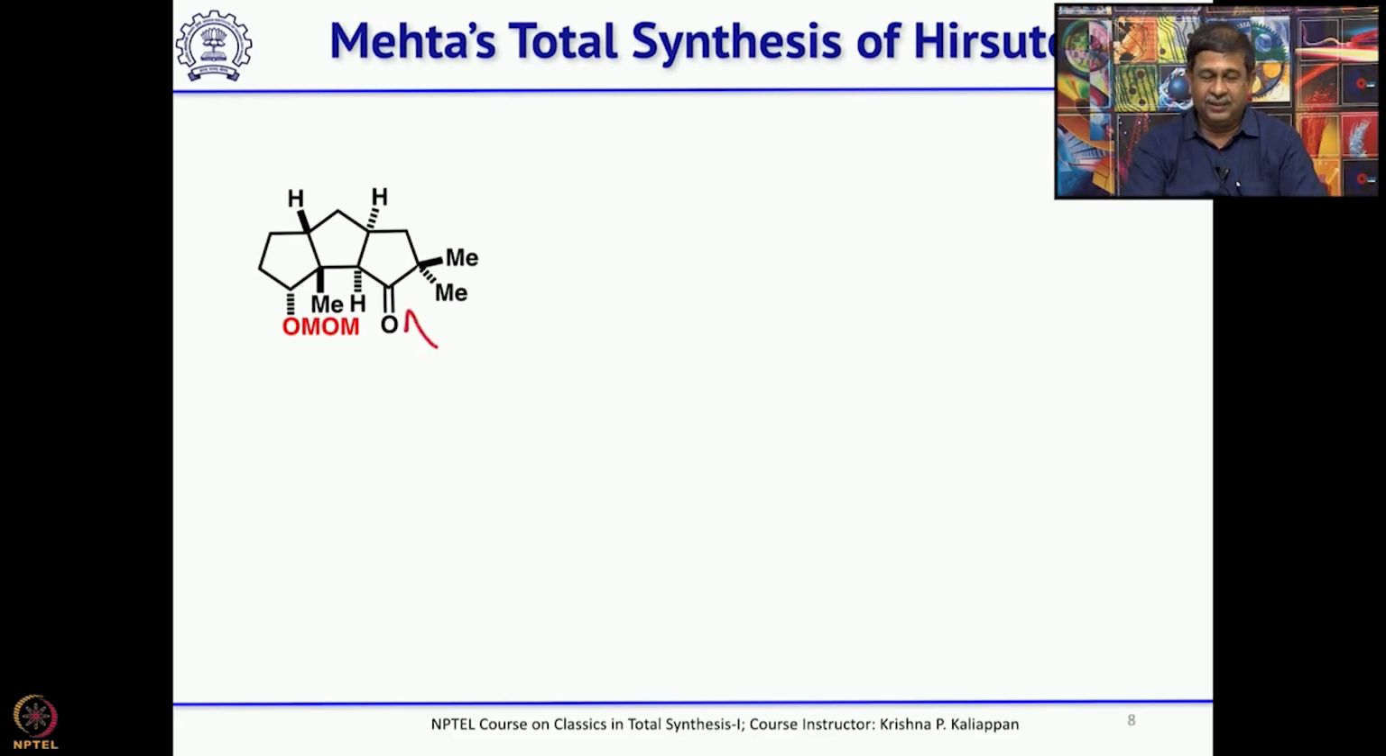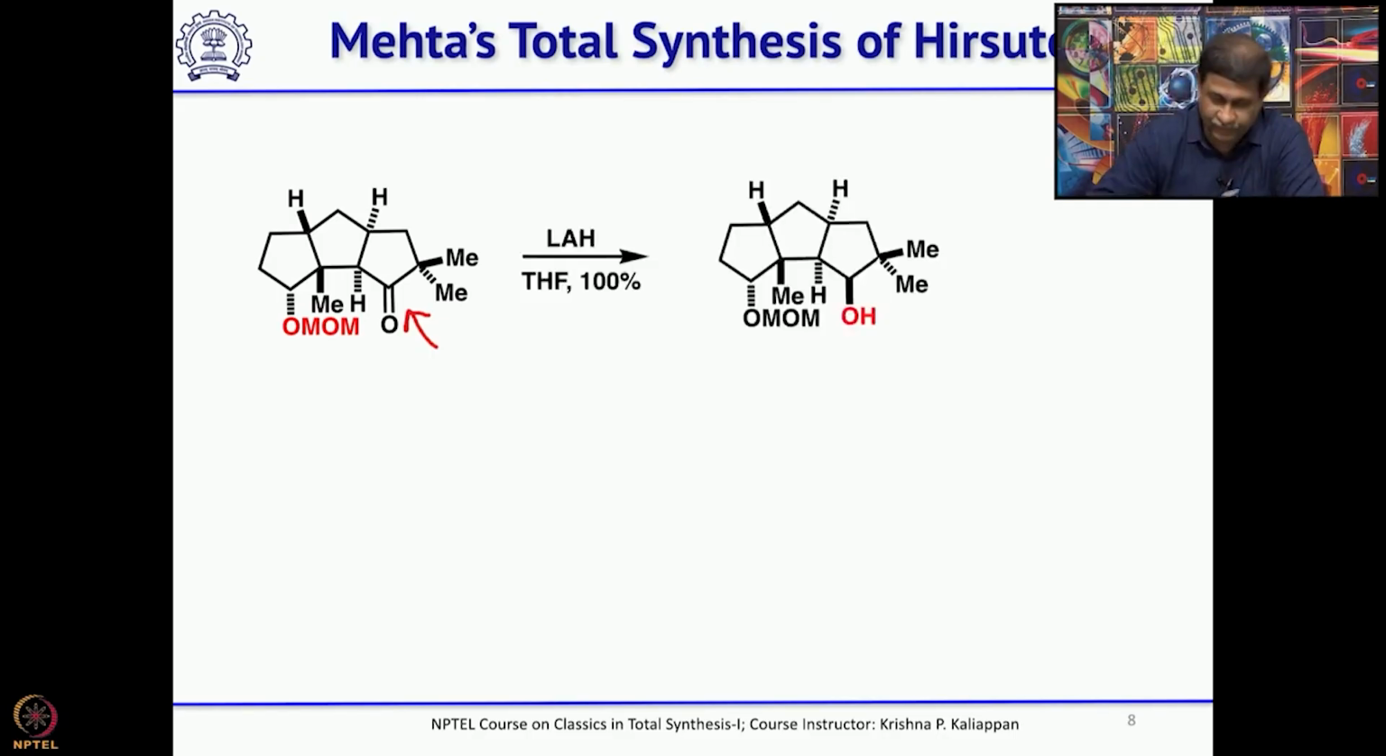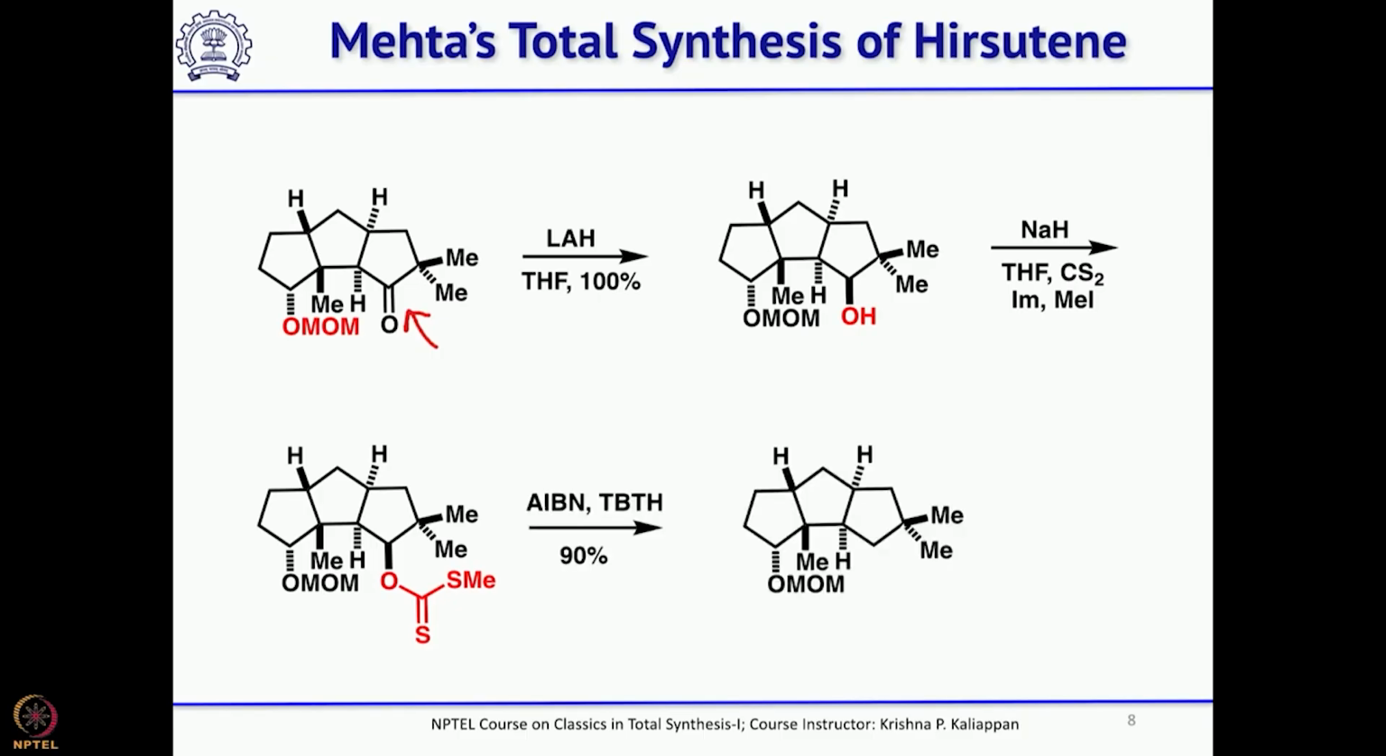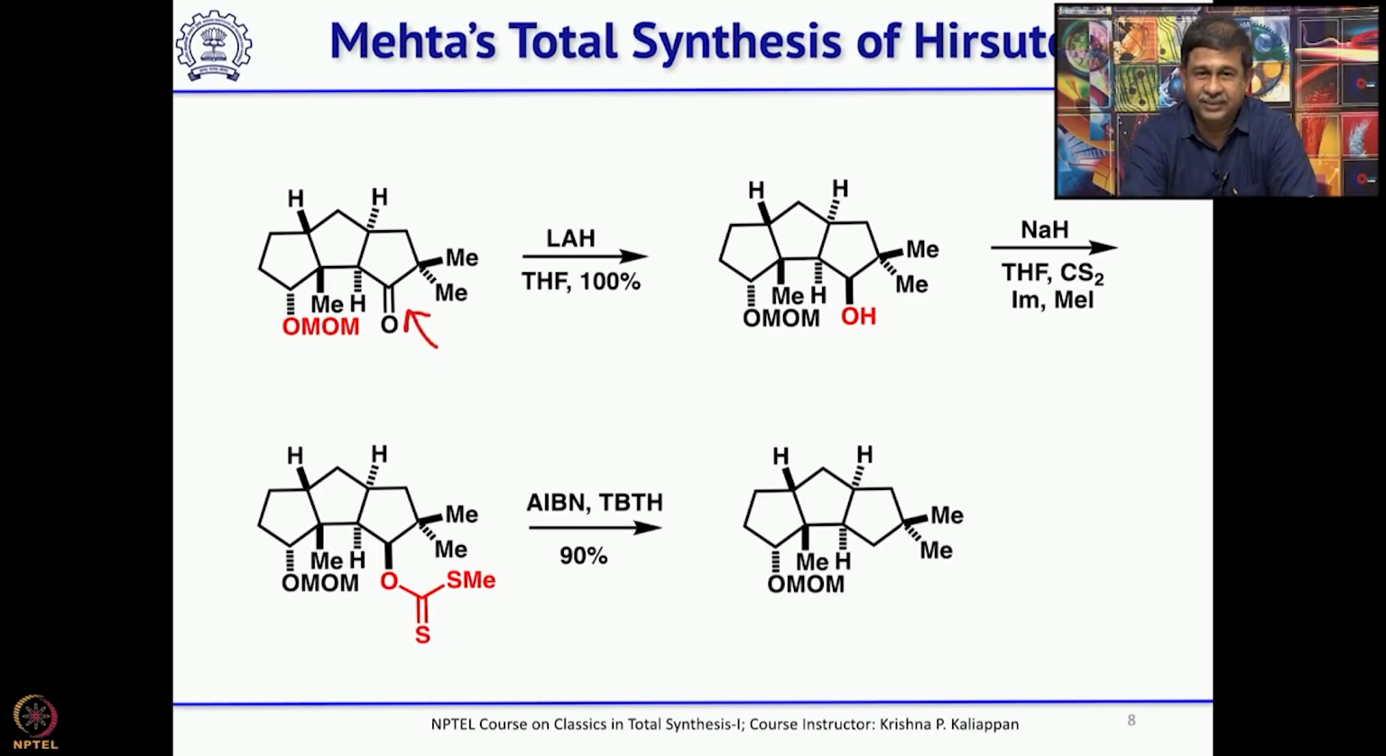Now, you have to remove the carbonyl group. How do you remove the carbonyl group? There are many methods, but he chose a 3-step protocol where you reduce the ketone with LAH to get the alcohol, then that alcohol was converted into xanthate. Okay, you treat with sodium hydride and quench with carbon disulfide and methyl iodide, you get the corresponding xanthate. That xanthate you treat with tributyltin hydride, AIBN, you remove the oxygen. So, the right hand side 5-membered ring is fine, the middle 5-membered ring is fine.